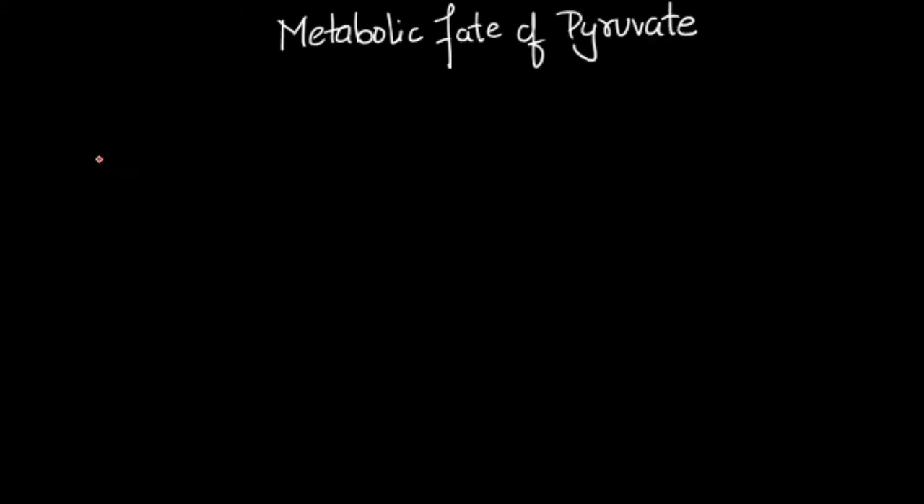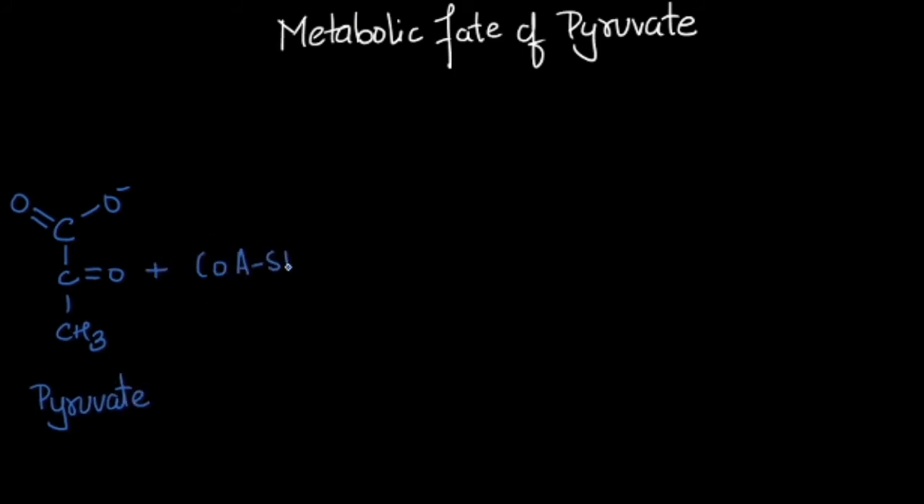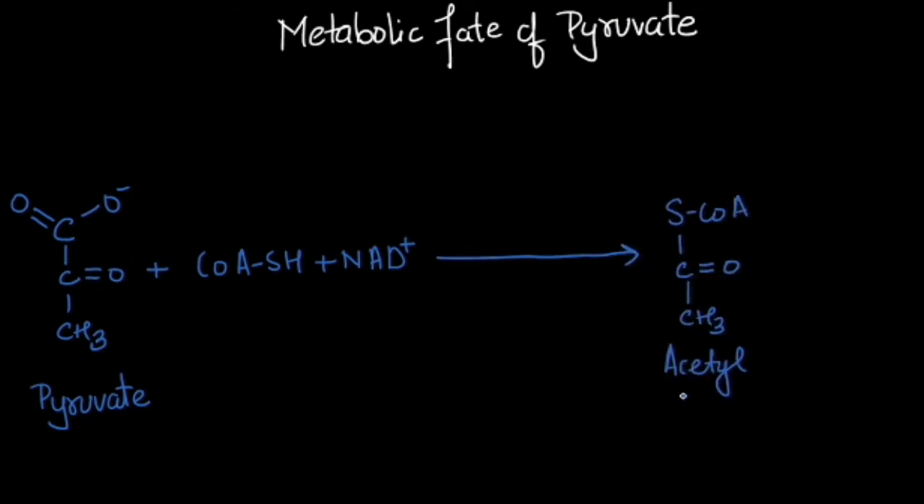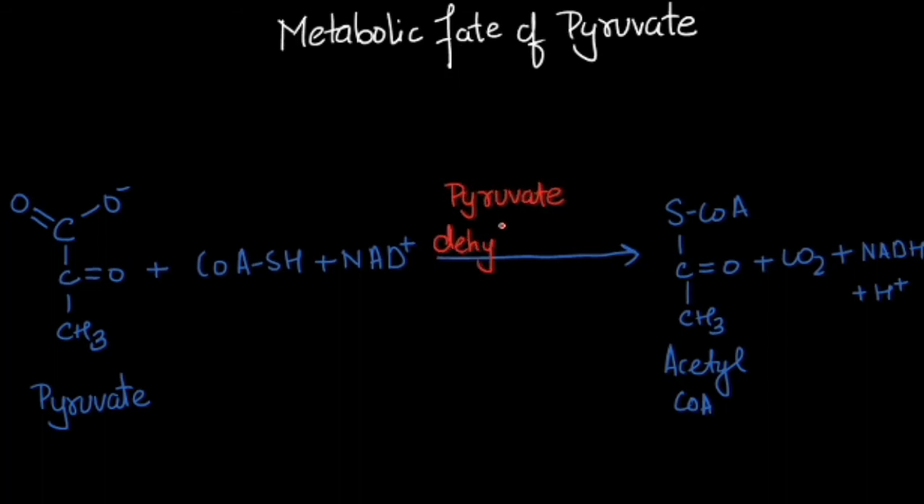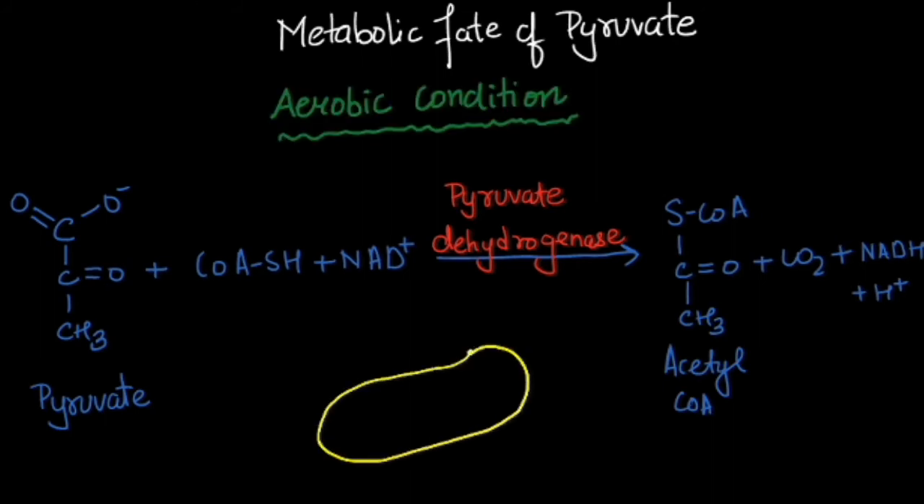Last but not least, once the pyruvate is formed, there are 3 metabolic fates of the pyruvate. Under aerobic conditions, the pyruvate formed as the final product of glycolysis undergoes oxidative decarboxylation by a set of reactions catalyzed by pyruvate dehydrogenase in the presence of NAD and coenzyme A. Now the majority of the pyruvate is metabolized in the mitochondria.